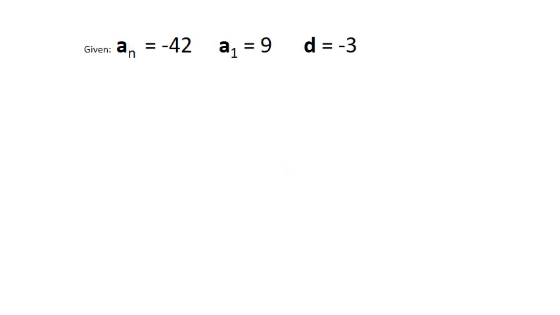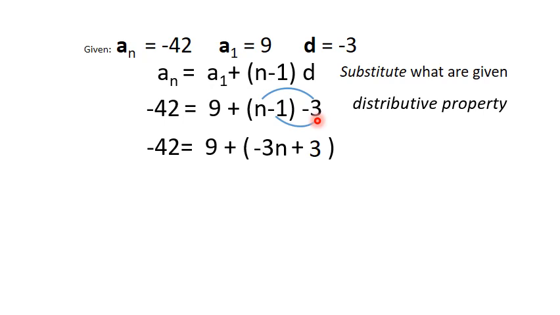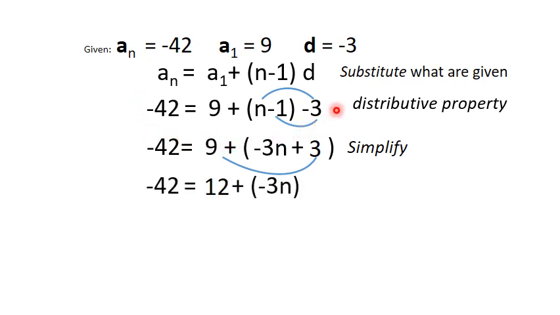Using the formula, substitute a sub n magiging 42 na, a sub 1 is 9, then d is negative 3. So in this equation, we're going to use the distributive property. So multiply first negative 3 times n will give you negative 3n. Then negative 3 times negative 1 is positive 3. Then copy. So we can combine or simplify 3 and positive 9 will give you 12. Then copy the remaining negative 3n and 42 in the left side.